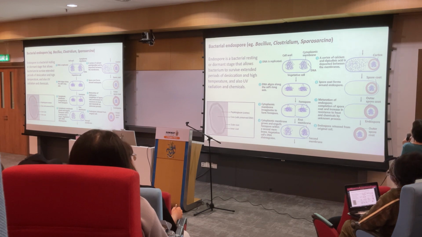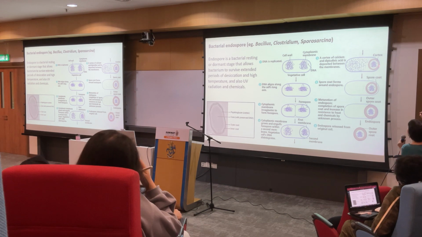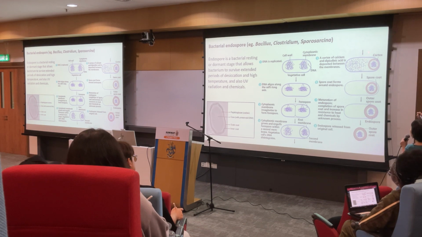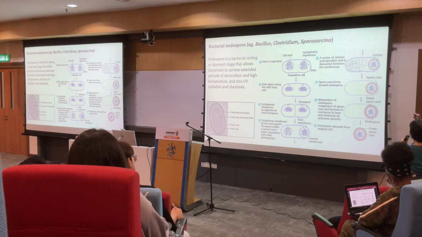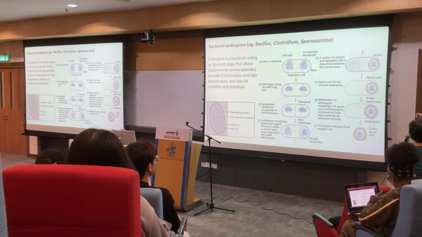What happens next is they form the so-called cortex. The cortex contains peptidoglycan. They deposit the peptidoglycan and form the cortex. At the same time, dipicolinic acid and calcium are also deposited into the forespore. These two actually form something that protects the DNA, which I can mention later on.